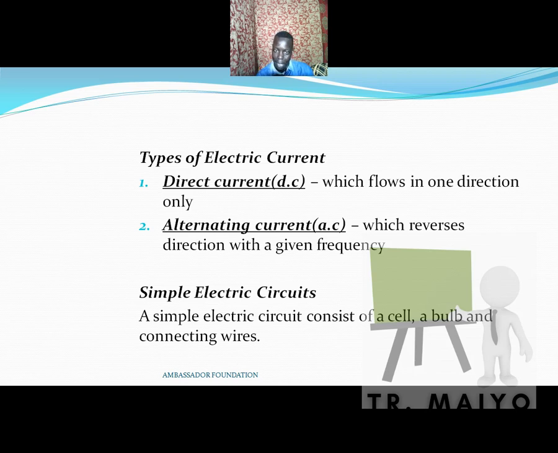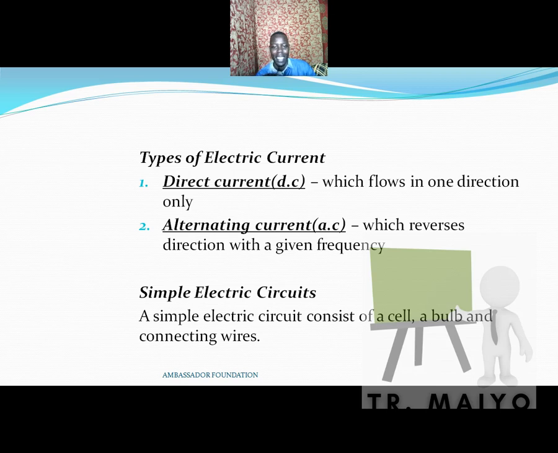You guys are being taught here. When we are in Form 3, we try again to tell you what is direct current. You are just without a clue. Anyway, let's look at the simple electric circuits. It's just as simple as the name. It consists of a cell, a bulb, and connecting wires. Given a cell, a bulb, and connecting wires, you are supposed to make that bulb light.